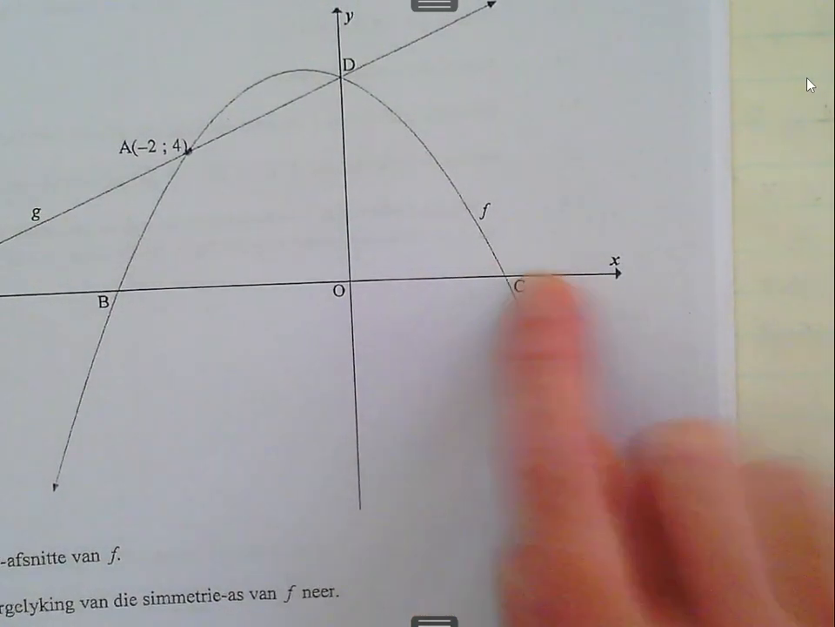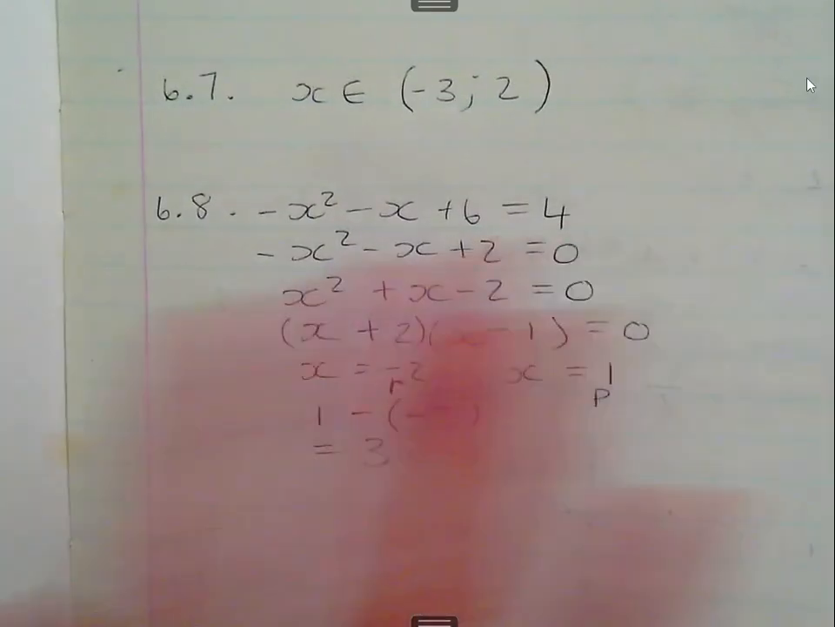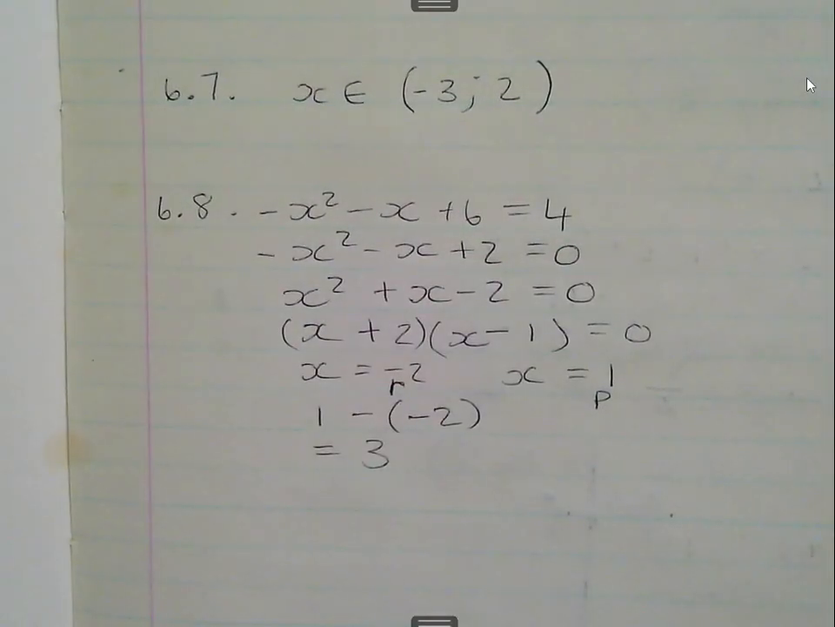Okay, but each of the round brackets don't include those values because they're only asking for greater than 0 and not greater than or equal to 0.